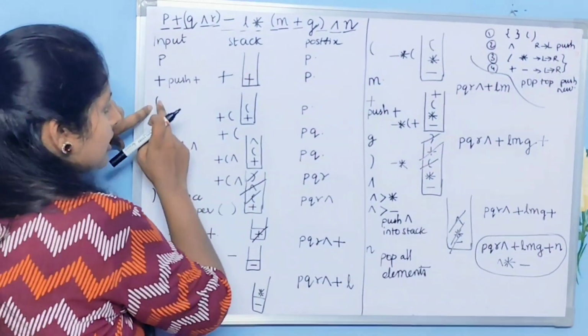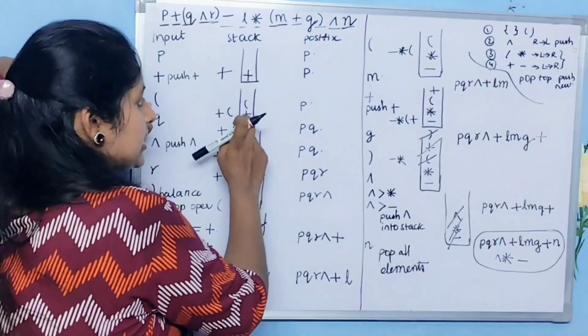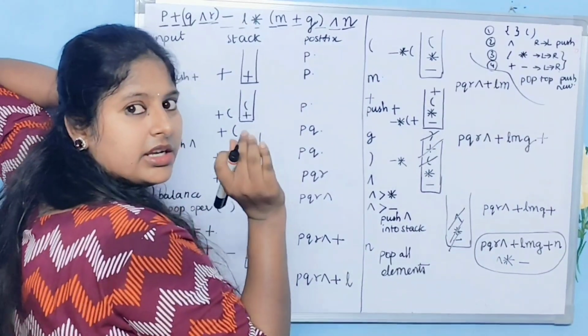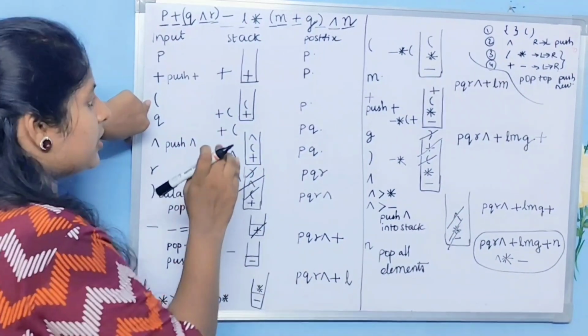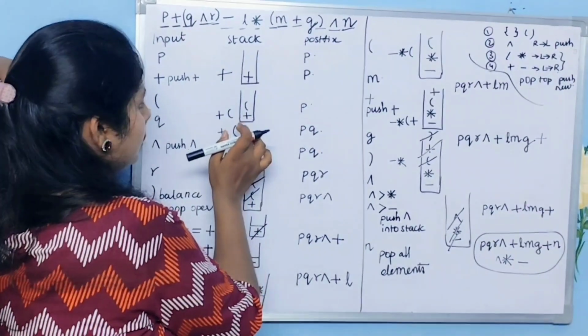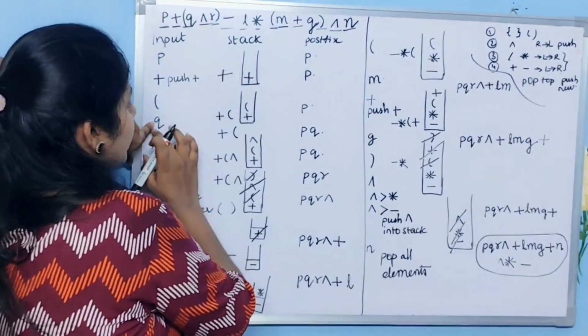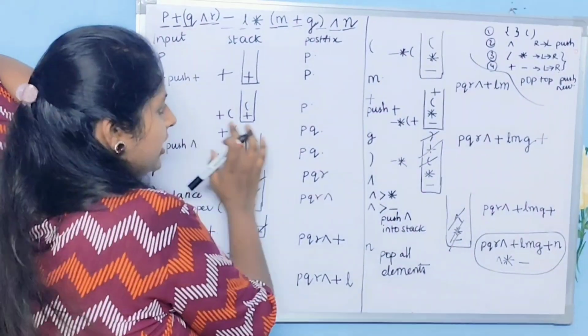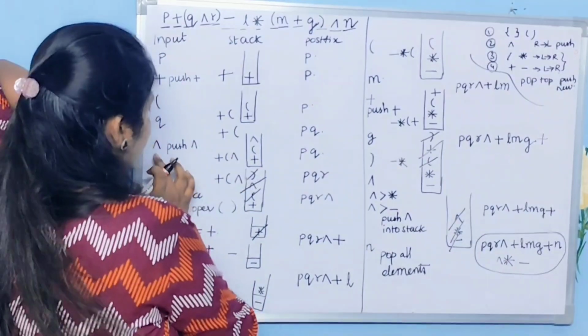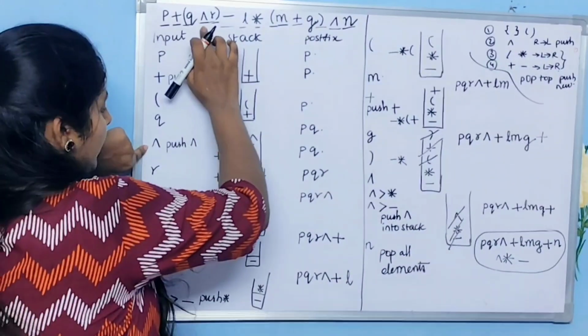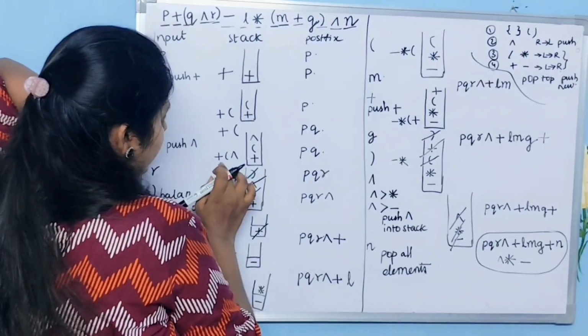So open brace. What happens with a left parenthesis? We have a rule that in case you encounter a left parenthesis, you can directly add it to the stack. So I've added it to the stack. No change in P, so directly added. So Q. An operand should be written in the postfix expression. That's what I did. Now after that, cap. So you have to check priority.